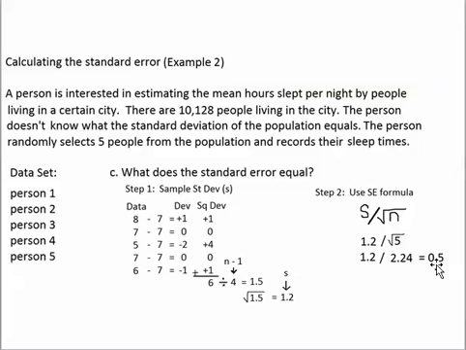I wanted to mention that when you're using this formula to calculate the standard error, and you're using the sample standard deviation as a substitute for the population standard deviation, the answer is actually called an estimated standard error. It's not the true standard error. The true standard error is what you get when you use the other formula that we used the first time, which uses the population standard deviation. So this is an estimated standard error.